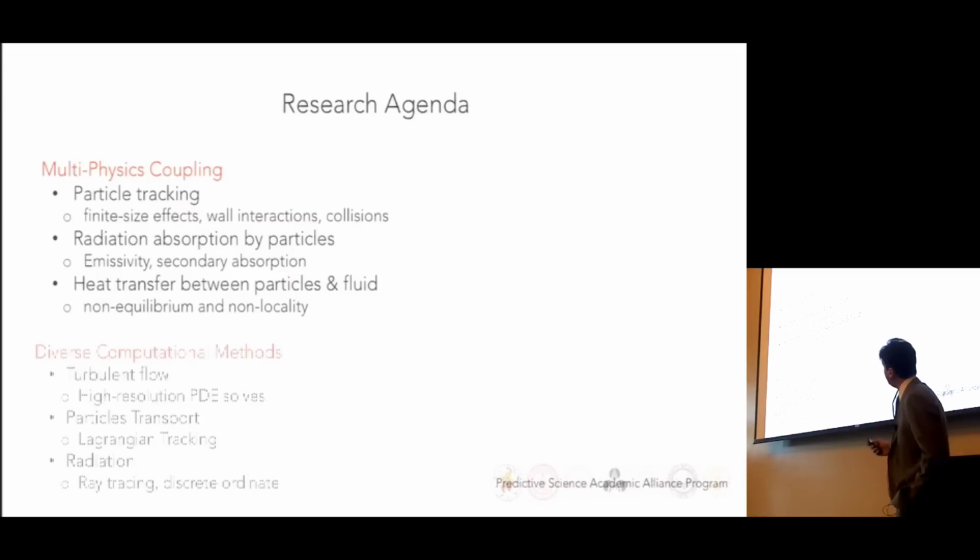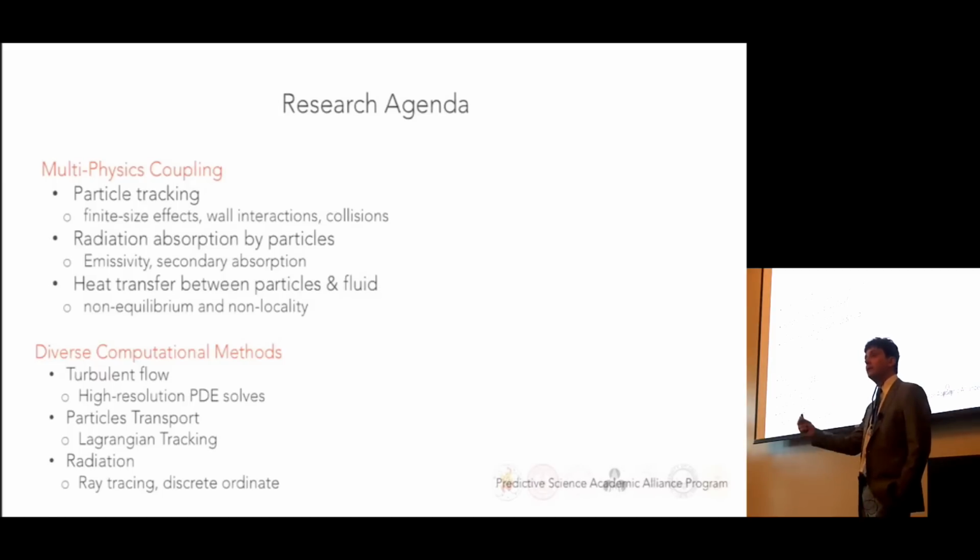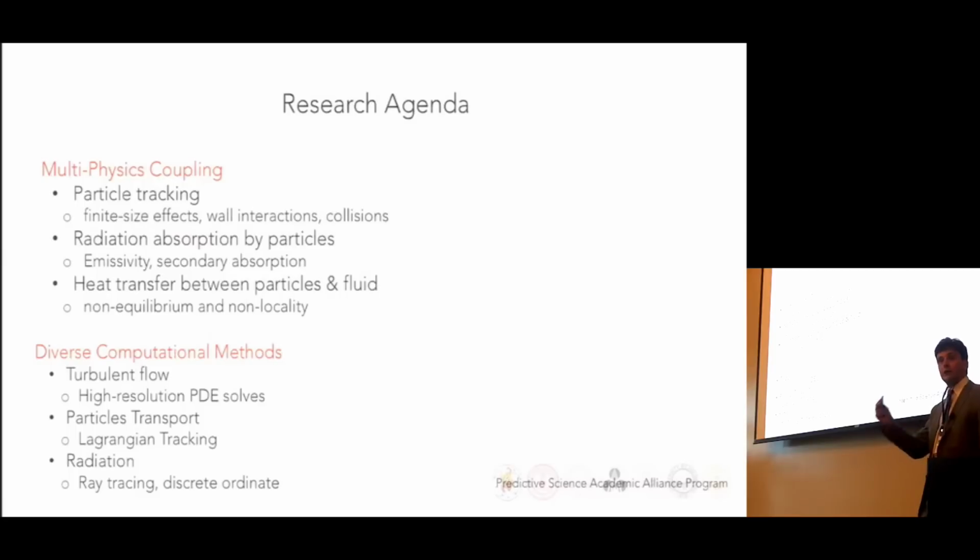Now, let me say that in terms of research agenda for the program, we have both modeling the physics of the problem, but one of the important reasons why we picked this problem is because from the computational perspective, the methods that you use to characterize the turbulent flow, the particles, and the radiation are very, very diverse. So they force you to really identify different algorithms and different computational techniques for each one of these components.